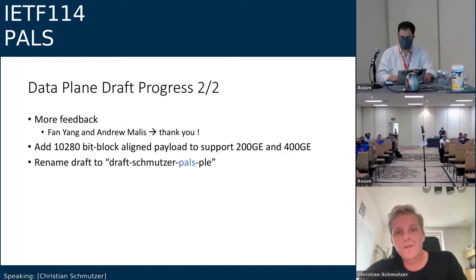We also got some more recent feedback. Again, thank you to everybody who's providing input. More recently, we added the 1028-bit block alignment for supporting very high capacity 200 gig and 400 gig. This is probably a little more futuristic, but as networks may be built based on 800 gig and maybe 1.6 terabit Ethernet interfaces, this is something that will be asked for by the market as well. And last but not least, from the feedback, the conclusion was that this is something that should be addressed in PALS. I renamed the draft and am presenting it here now. Next slide.